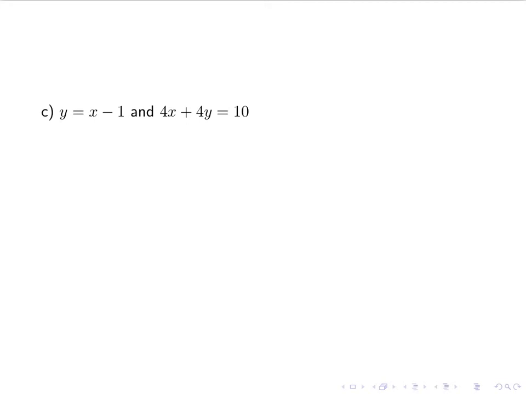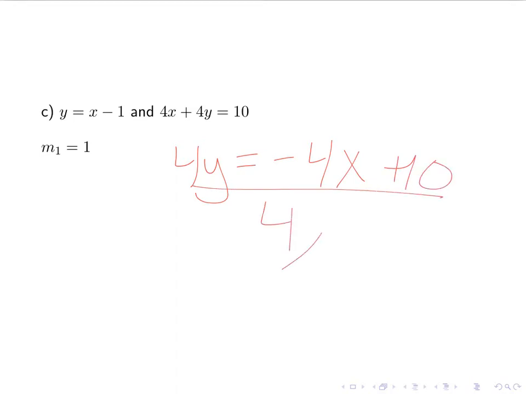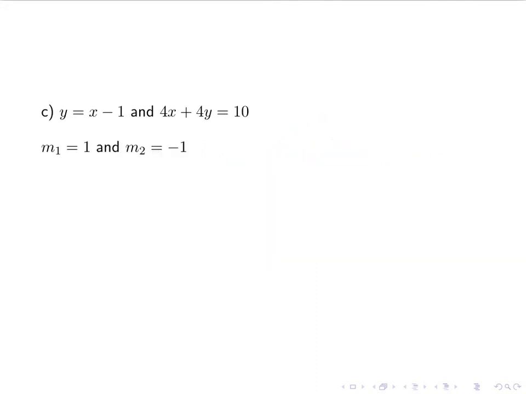So let's try another one. Y equals x minus 1, and 4x plus 4y equals 10. So the first one, again, is in y equals mx plus b. So our slope is the coefficient of x. I don't see a coefficient, which means that it's 1. So m1 must be 1. And then for our second equation, again, I'm going to solve it for y. So I subtract my x's, divide by 4, and my new slope is negative 4 over 4, which is negative 1.